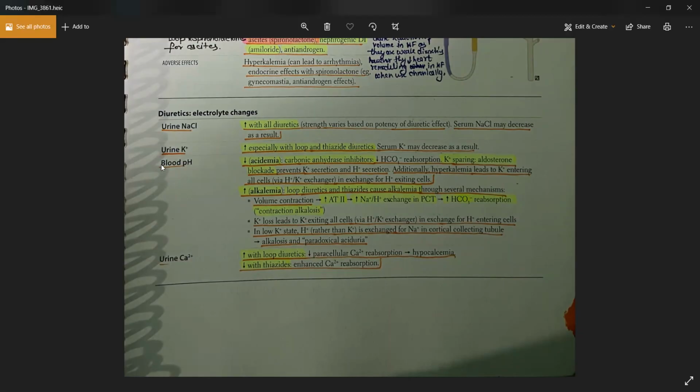Okay, blood pH, alkalosis will happen in case of loops and thiazides. Acidosis will happen in case of acetazolamide and the potassium sparing diuretics. Okay, urine calcium, loops will cause the excretion of the urine calcium, so you will be having more urine calcium in loops. Thiazides will cause the reabsorption of calcium, so low urine calcium in case of thiazides.